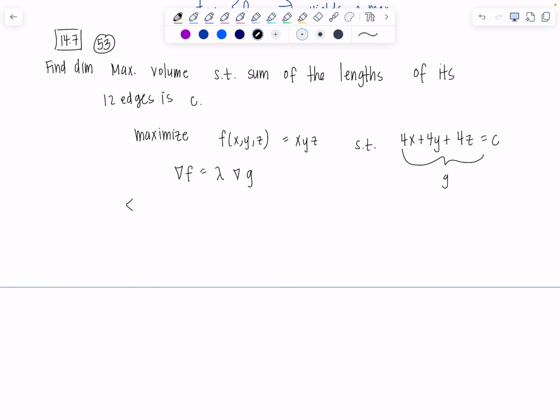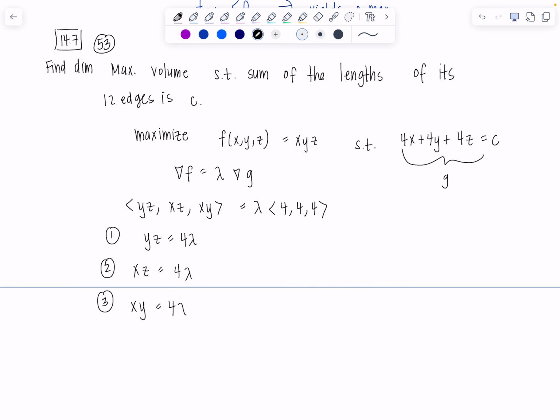Y x, xz, y. Or sorry, yz. Yeah, you made me nervous. xz, xy equals lambda times 4. Okay. YZ is 4 lambda. XZ is 4 lambda. XY is 4 lambda. That means they're all going to equal each other, right?